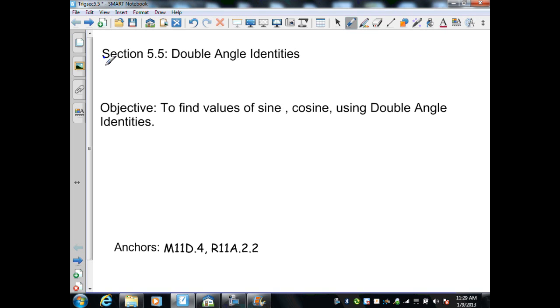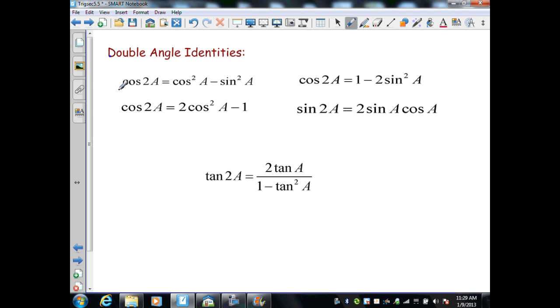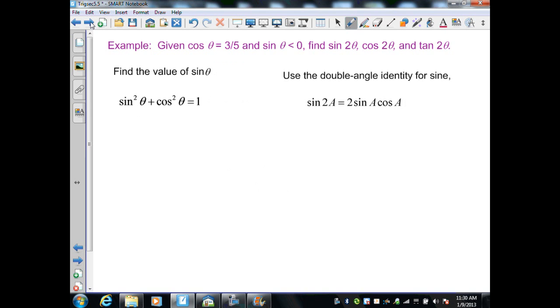Section 5.5, Double Angle Identities. These are our double angle identities for cosine, sine, and tangent. They are derived in the first part of Section 5.5. Let's take a look at an example.